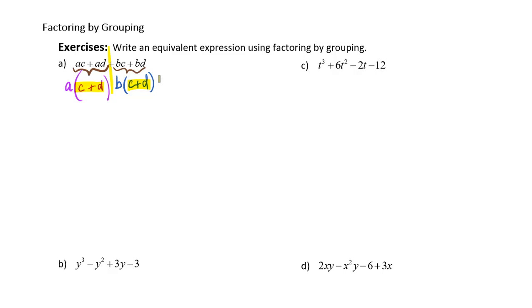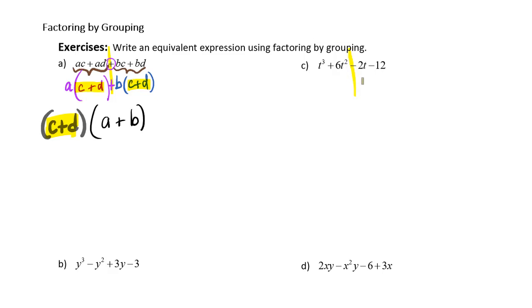So we now have 2 binomials that match, and you want to drop the sign between the 2 groupings down. C plus D is my binomial factor that I'm going to pull out front. What do I have left over? I have an A and I have a B. And I have now factored this by grouping. And the pattern holds. It's quite cool, actually.